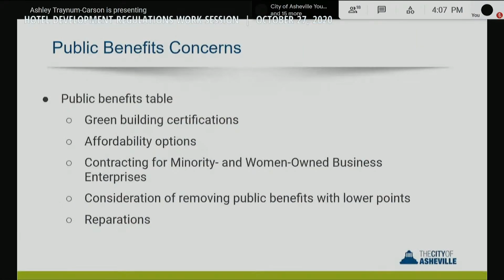Just to recap really quickly, at the October 13th work session, we had some substantive review and comments from you all about the public benefits table. Staff continues to look at that table, and any modifications that could be made to the following that are shown on this slide. So we continue to take a look at these. These were some of the issues that were raised by council on October 13th. Next slide, please.